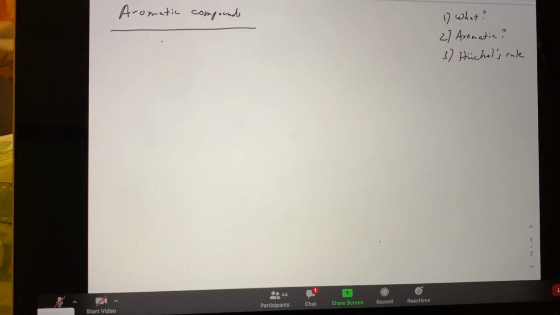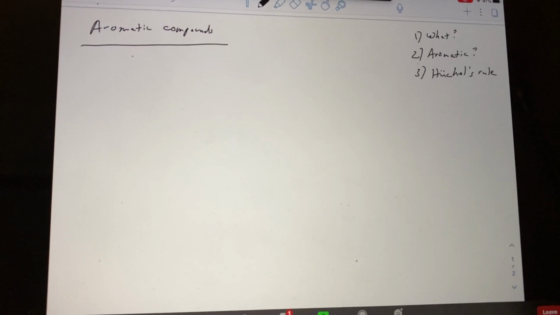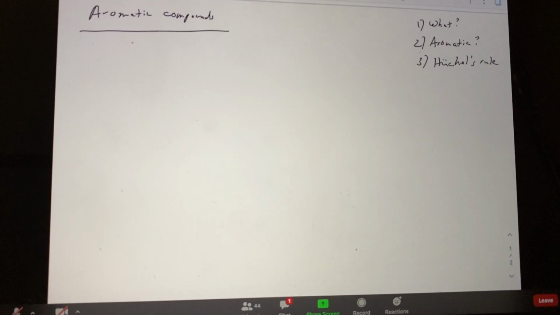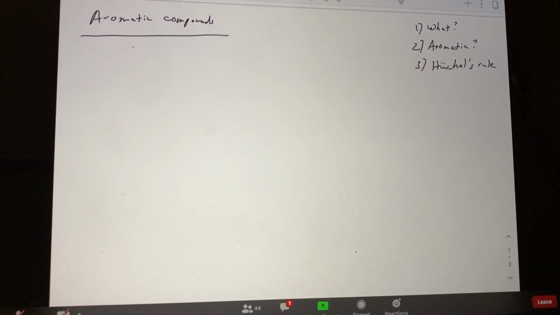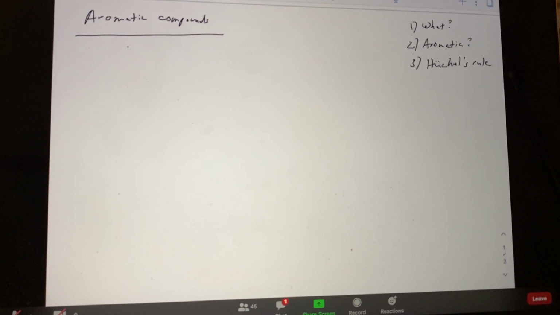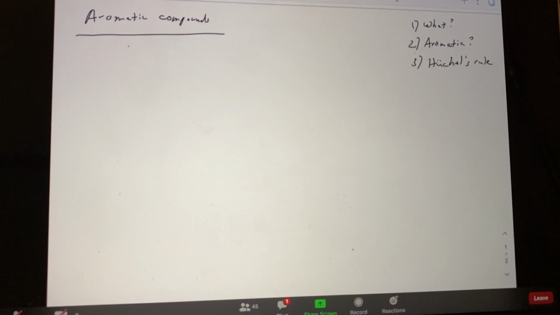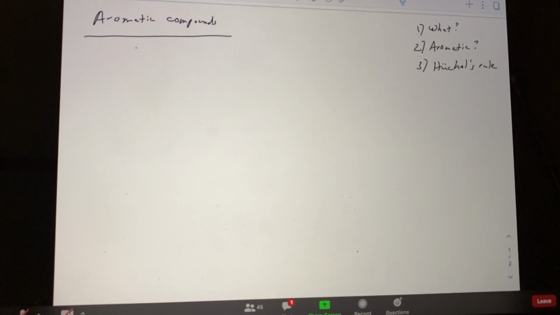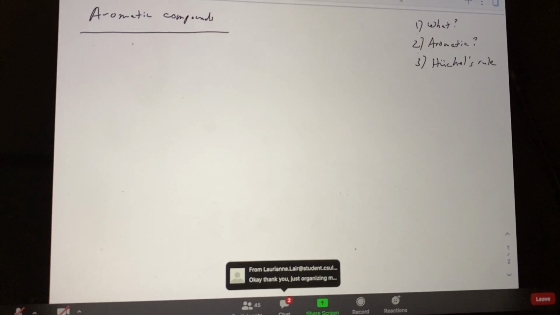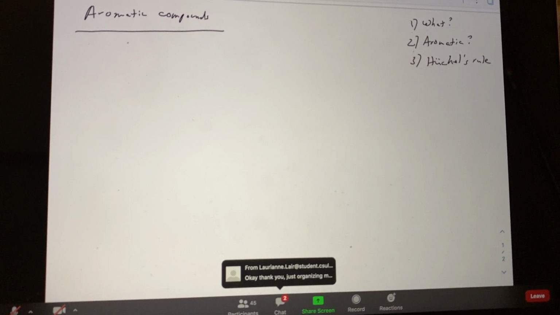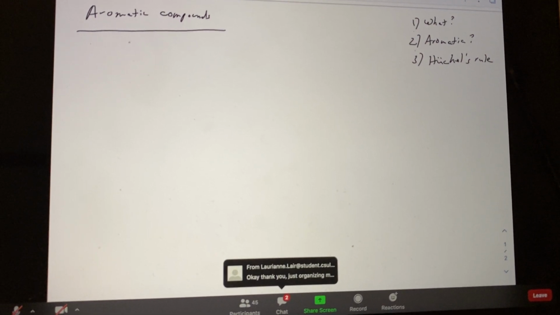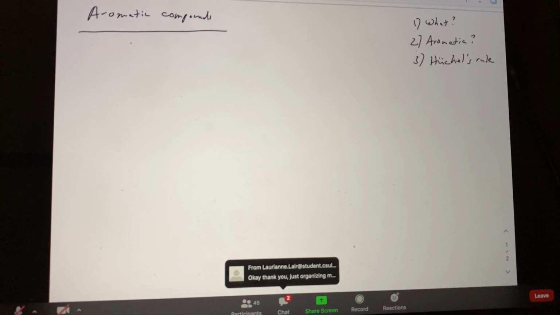So yes, Lorianne, this is now chapter 17. We're jumping back in the text. We put all of this carbonyl chemistry together, and that's why we skipped over 17. Now we're back to 17 for this aromatic chemistry. Yes, thanks for organizing your notes. I don't like going out of order, but I hope this will work. We'll see. If it's a disaster, just let me know.